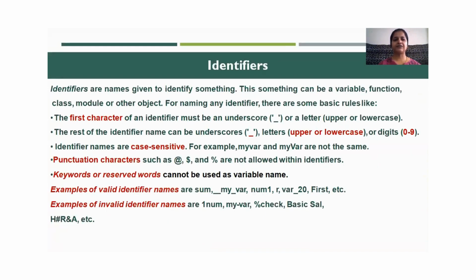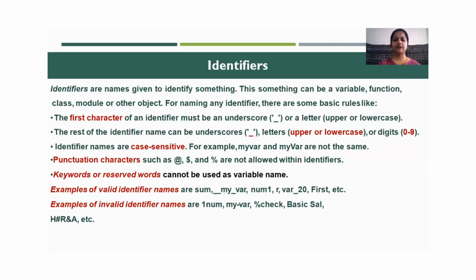Identifiers. Identifiers are names given to identify something. This something can be a variable, function, class, module, or other object. For naming any identifier, there are some basic rules. The first character of the identifier must be an underscore or a letter. A letter can be in uppercase or lowercase. The rest of the identifier name can be underscores, letters, or digits.